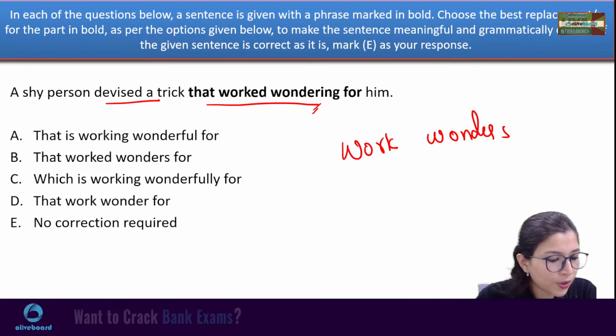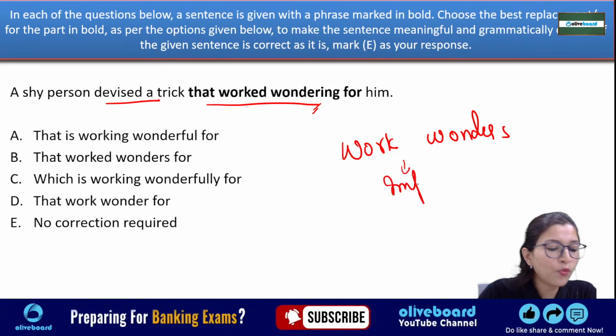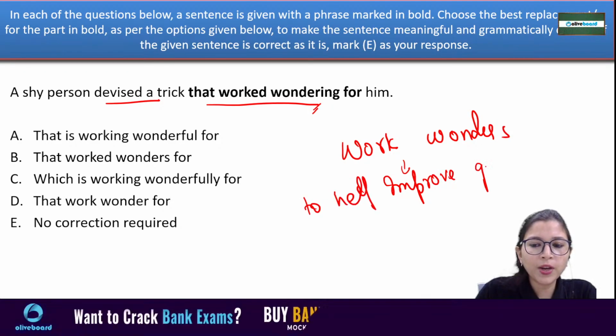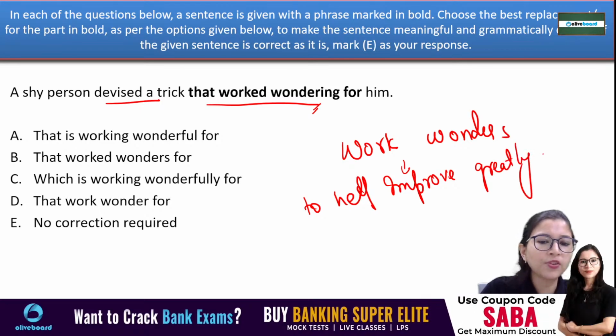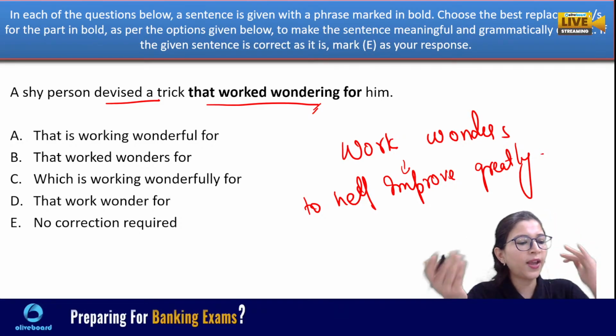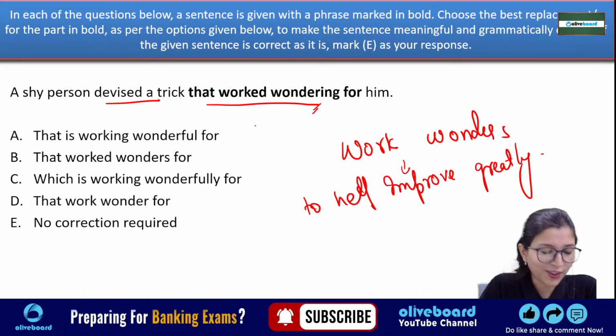What is the meaning of this idiom? Work wonders. Work wonders basically we call to improve greatly. Yes, to help improve greatly. कि किसी को भी improve करने में बहुत help कर ले या जुगाड़ अच्छा लग जाए, all these things. Okay, so generally आप देखेंगे कि जो shy person होता है वो ऐसा ही कुछ trick निकालता है जो उसके लिए बहुत अच्छा काम कर जाता है. So चमत्कार, yes, चमत्कारिक, correct.